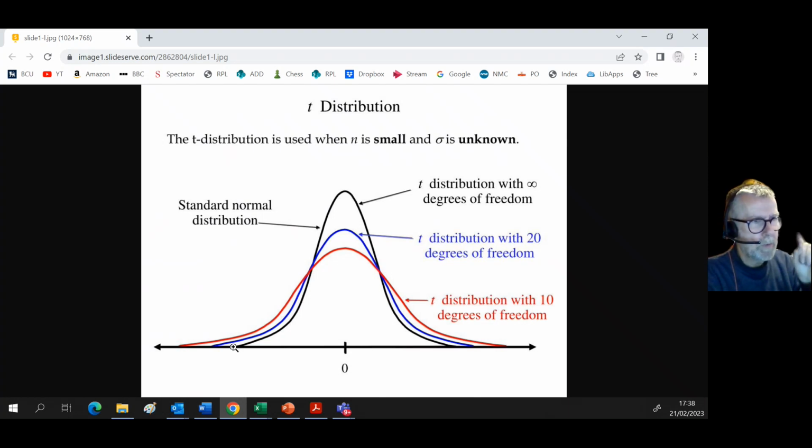Now, look at this thing called the degrees of freedom. The red curve was for a t distribution with 10 degrees of freedom. For 20 degrees of freedom, it became a little pointier. And then that black one, it says a t distribution with an infinite degrees of freedom. In other words, a very large number for your degrees of freedom. And that t distribution with a very large degree of freedom is identical to a standard normal distribution.